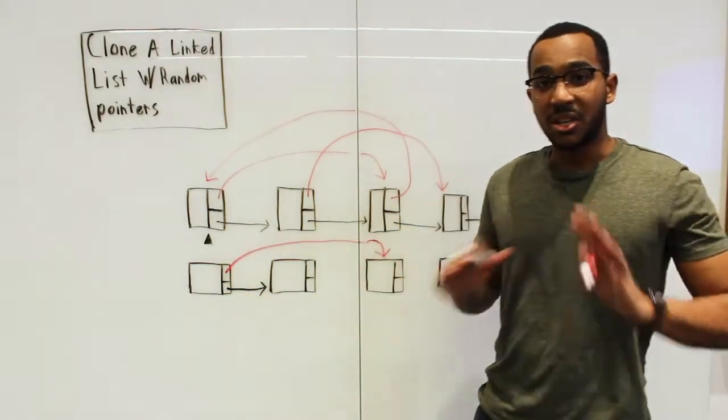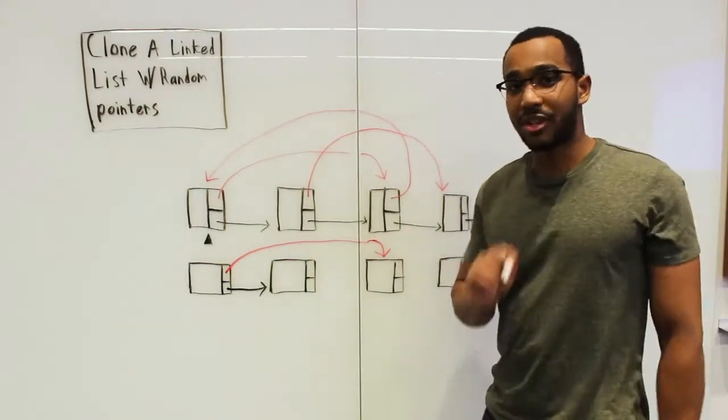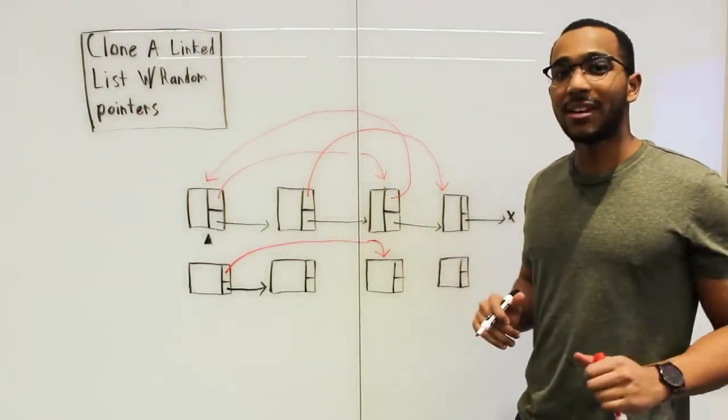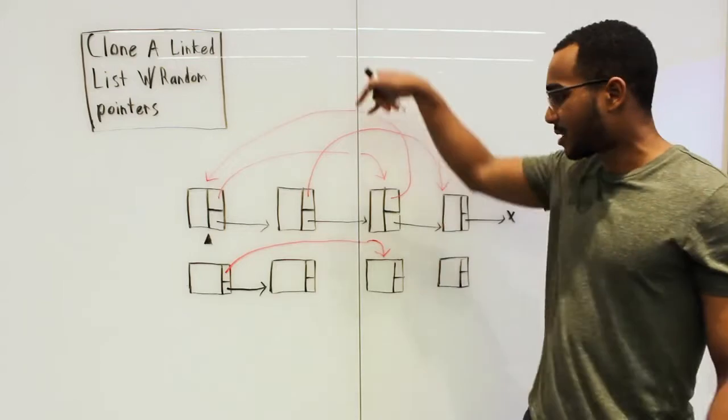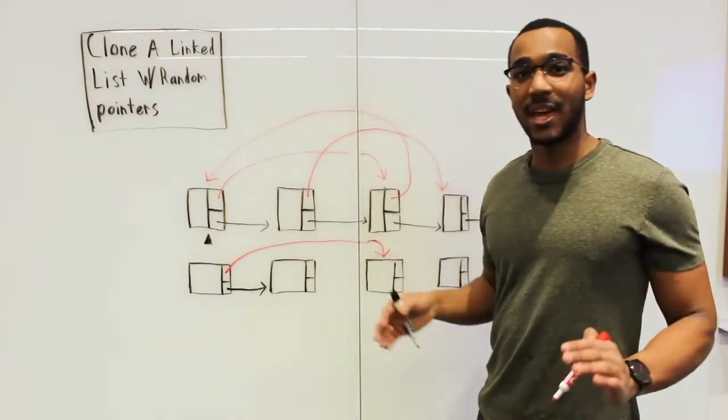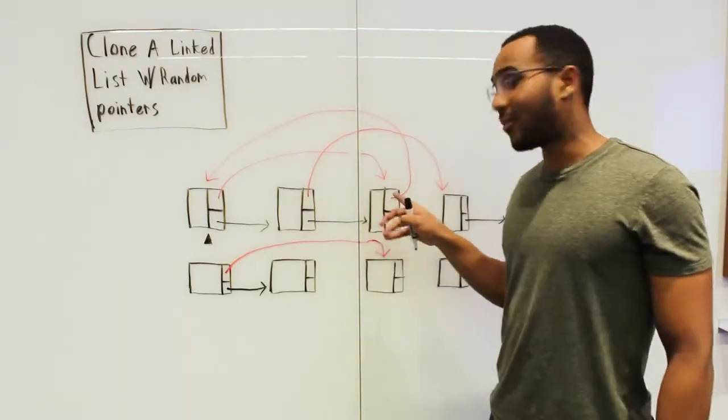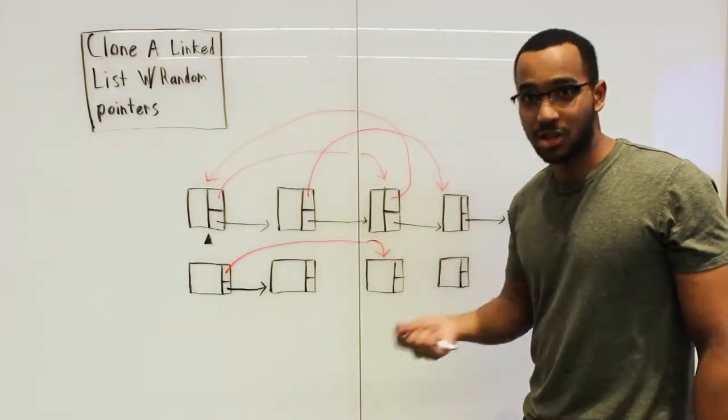This is it. This is our algorithm. We're going to do this for every single node. And remember, our mapping is giving us this utility. It is giving us this constant time access. I'm going to keep saying it, from an original node into its clone. If we have reference here, we have reference here in constant time.